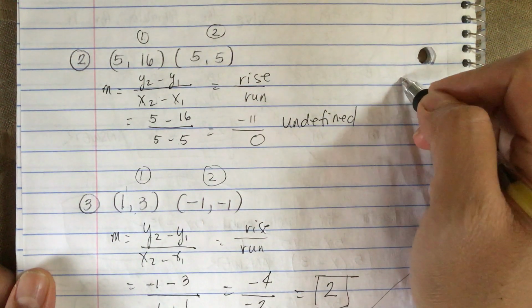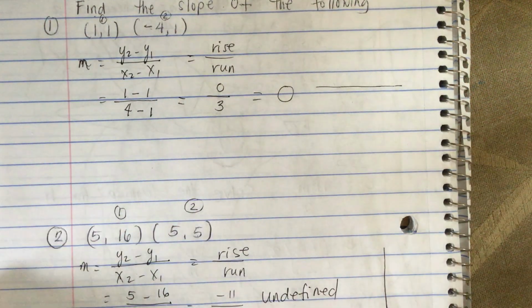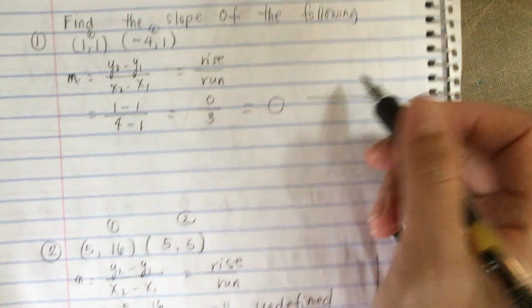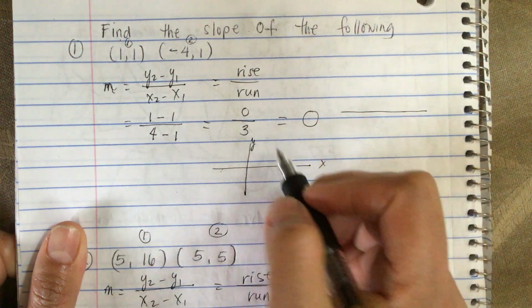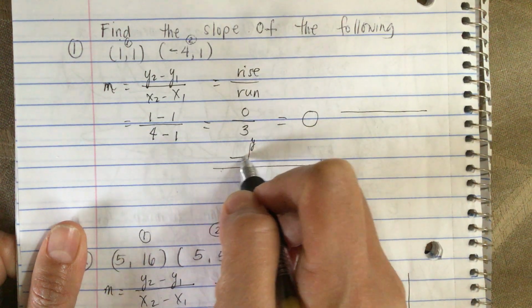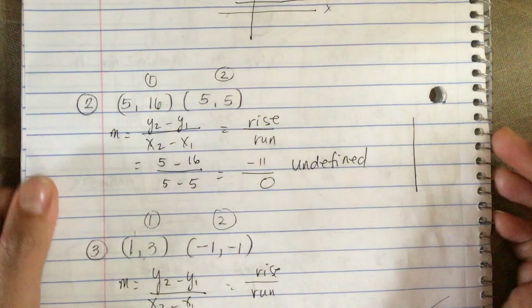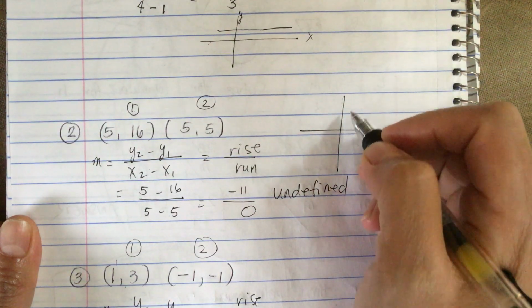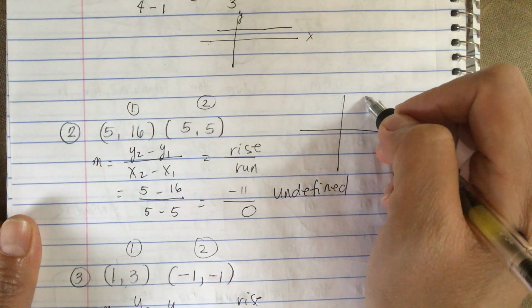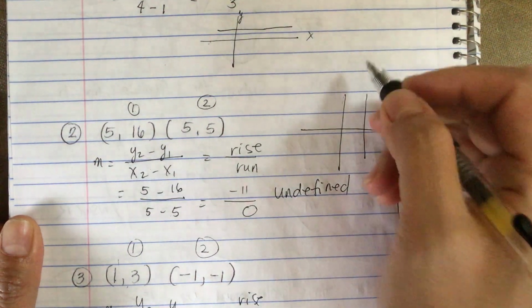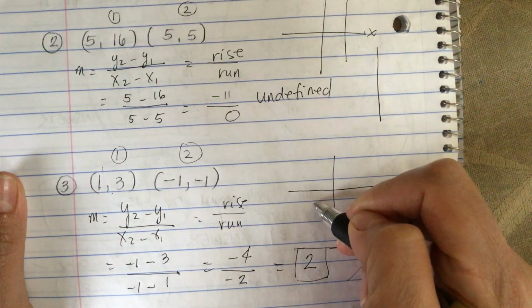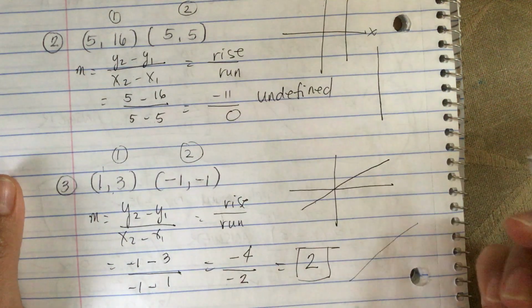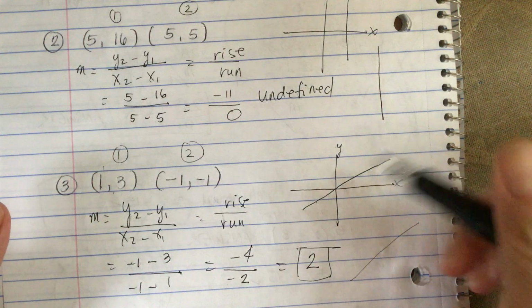So this one is a vertical line, so it's undefined, and the slope of 0 is just a flat surface. So let's try to graph this one. So this is y, x. So for example, this is the slope, so it's 0. Now this one is a vertical line, so it's undefined. Now this one, it's slope 2. So these are just examples.